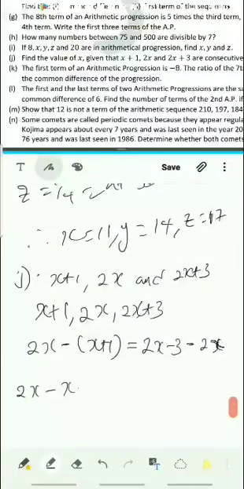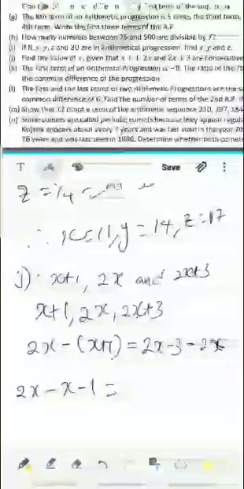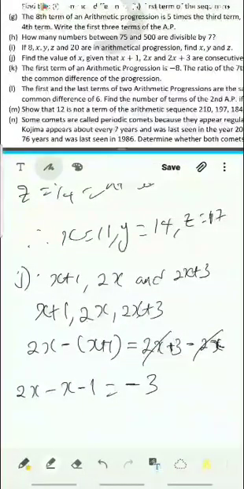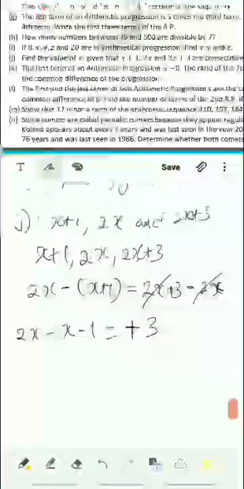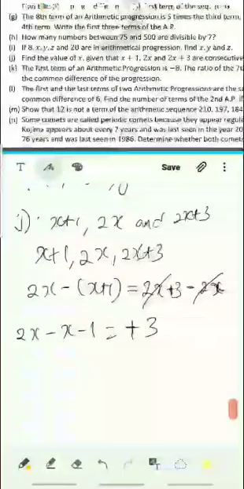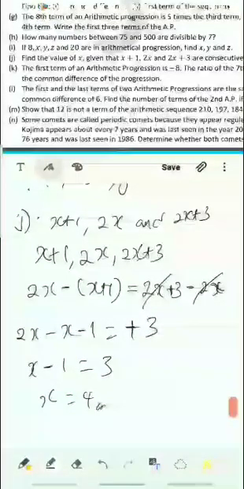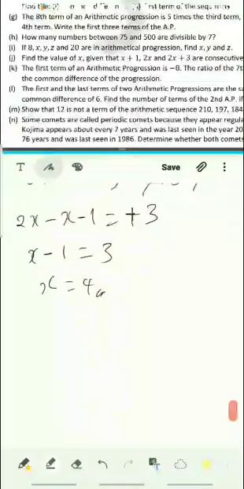So 2x minus (x plus 1) is equal to what? 2x plus 3 minus 2x. This one cancels here. Sorry, this is 2x plus 3, not 2x minus 3. So this is positive 3. Sorry about that. So 2x minus x, that we have x minus 1 equals 3. So x is equal to what? 4. So x is 4. That's that about that. Let's move to K.